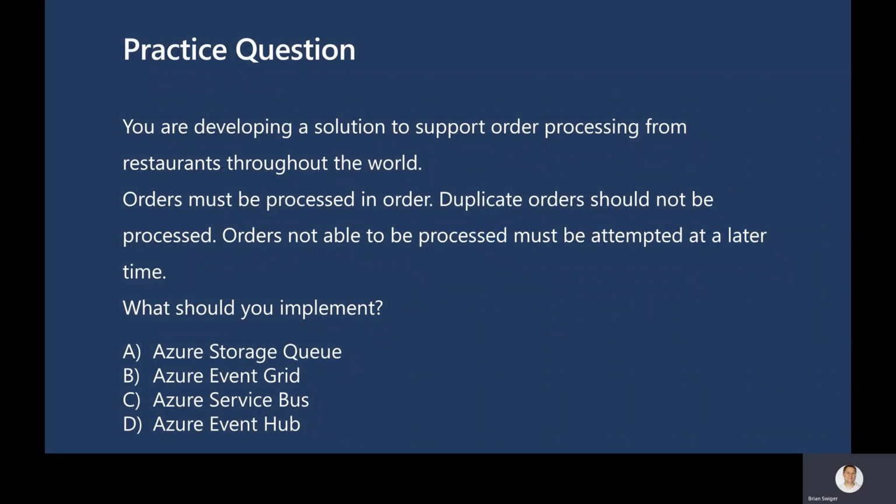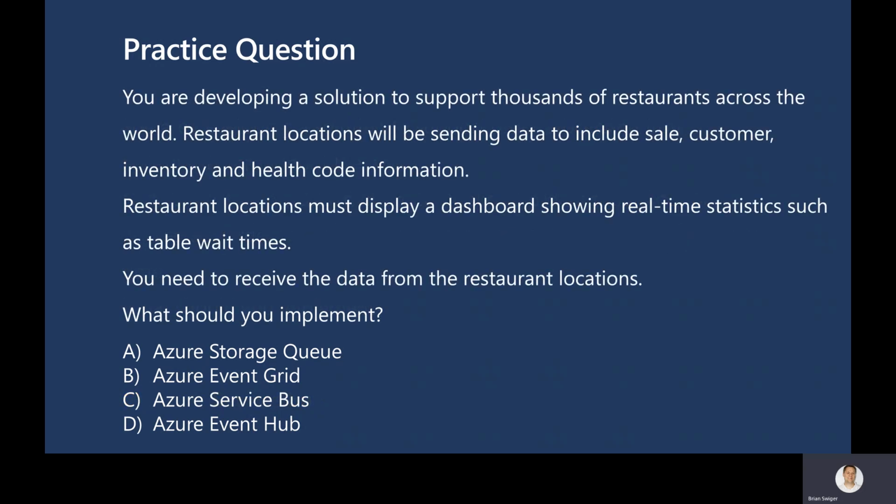So a quick practice question. So we're looking again. I talked about Azure Service Bus as being first in, first out. You notice here the orders must be processed in order, which would be first in, first out. Duplicate orders should not be processed, so no duplicates. And again, that's Azure Service Bus for this particular queue.